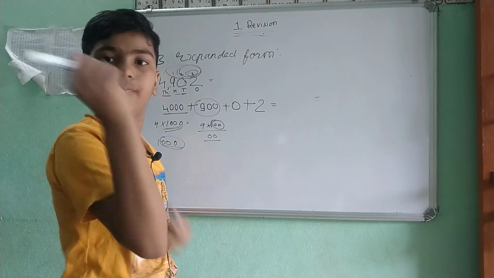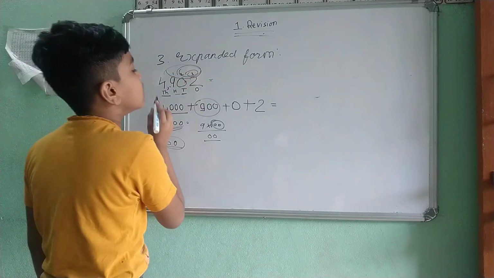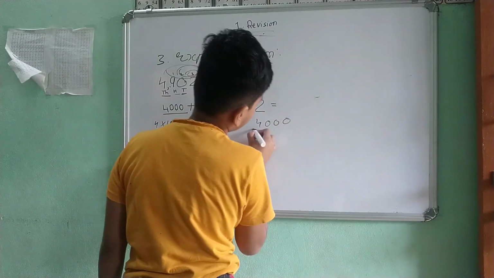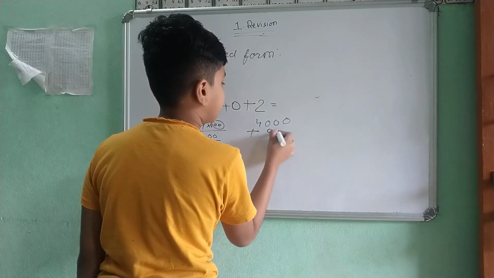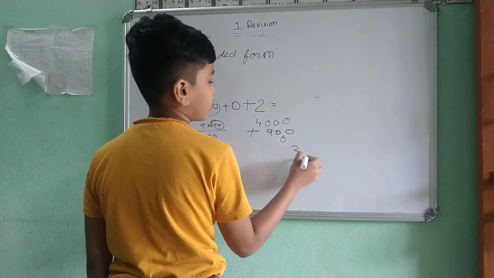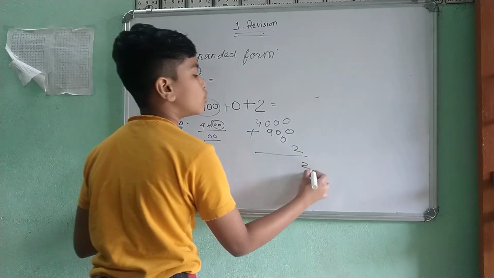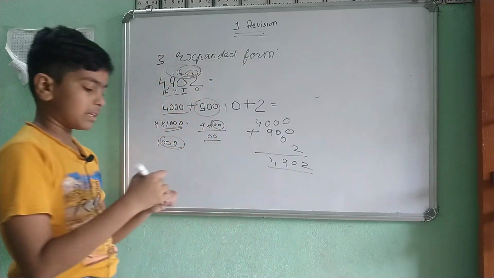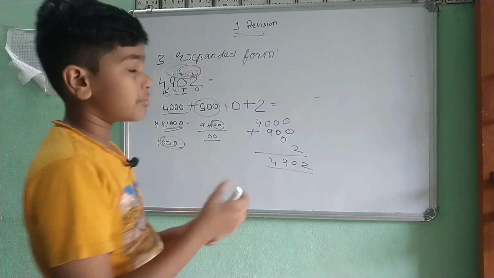So now, see, this is my number. So 4,000 it is. So I will write 4,000 plus 900 plus 0 plus 2. Now everybody do it: 2, 0, 9, 4. Now some may get it, some not. Why some's not?